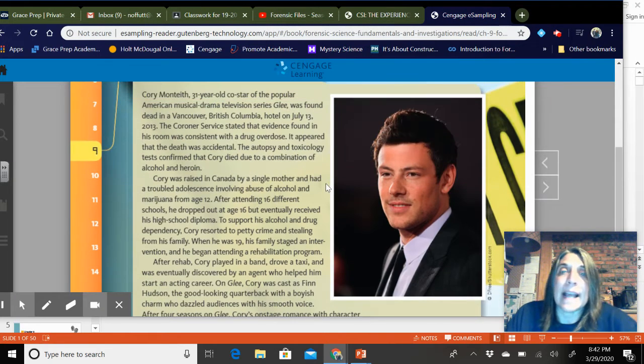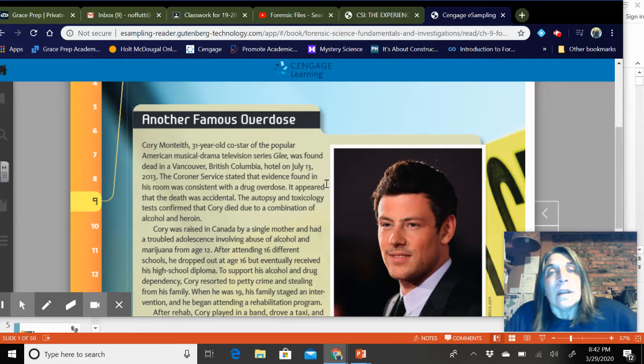Okay, we're going to exit out of that. So this is what I would normally have shown in class, just a little bit more background on the story. Again, it was ruled accidental.